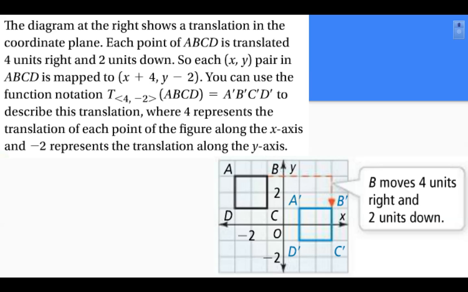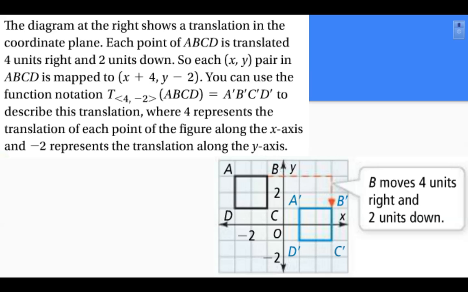In this coordinate plane, each point of triangle ABC is translated 4 units to the right and 2 units down. Anything that goes to the right, the x going to the right, is always positive, so we're going to call that a positive distance. If we say going to the left, we're going to call that a negative distance. 2 units down, anything down will be a negative distance, and everything up will be a positive distance. So we use negative signs and positive signs to relate that direction. Each xy pair in figure ABCD is mapped onto x plus 4 and y minus 2.